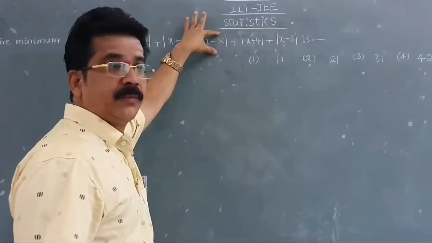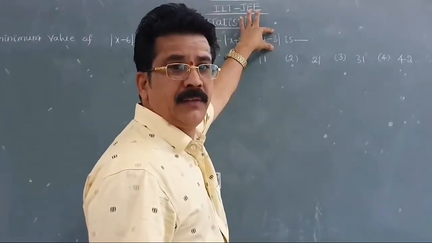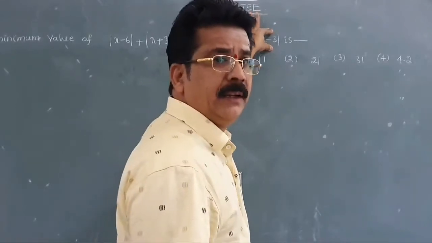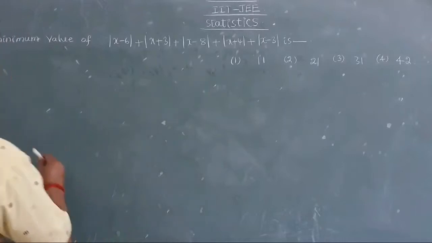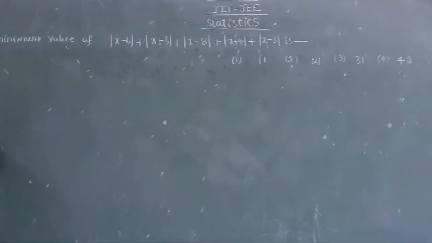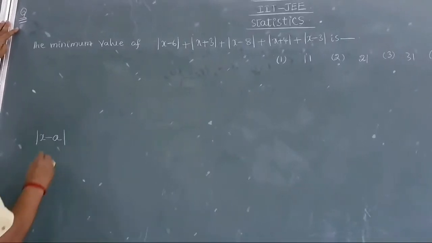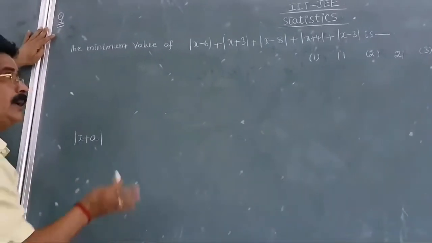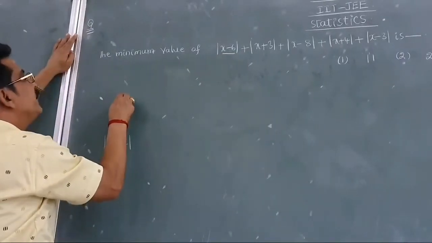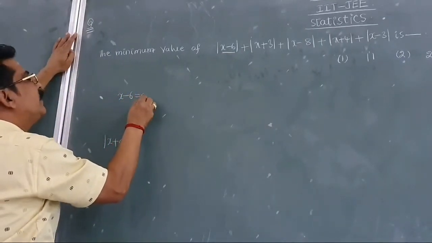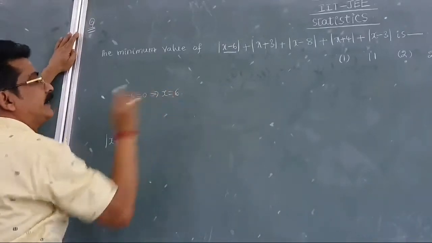plus modulus of x minus 8 plus modulus of x plus 4 plus modulus of x minus 3 is what? So 4 options are given. Next step. Here each and every term is in the form of modulus of x minus a or x plus a. Whatever it is, first put x minus 6 equal to 0, then x equal to 6.